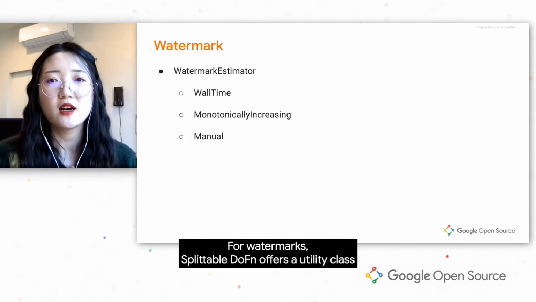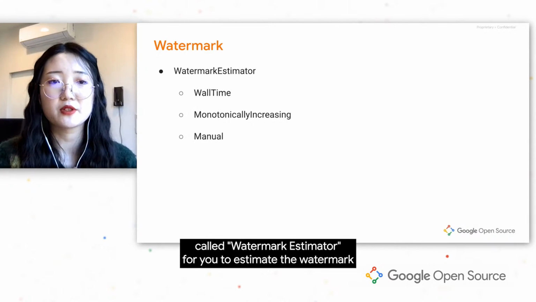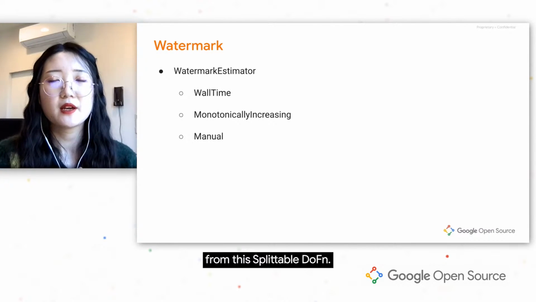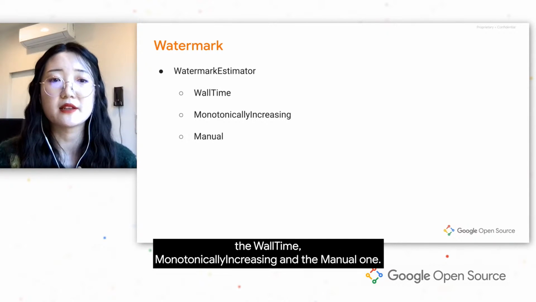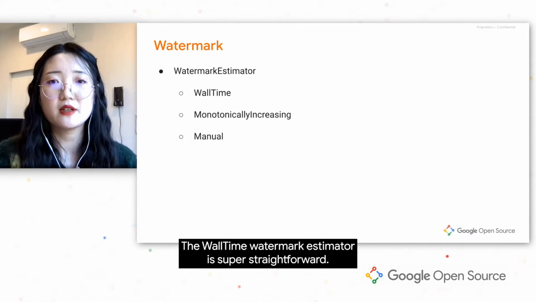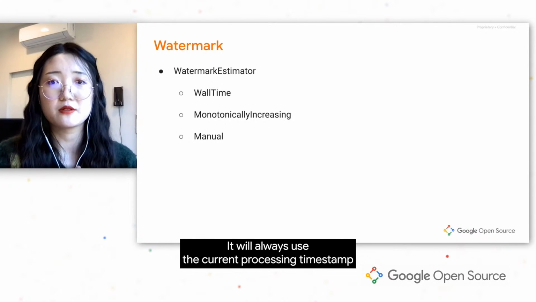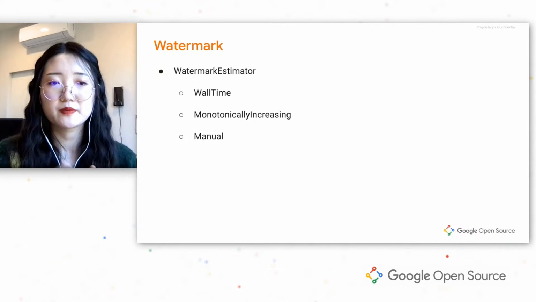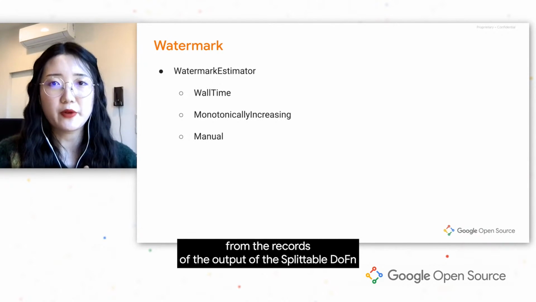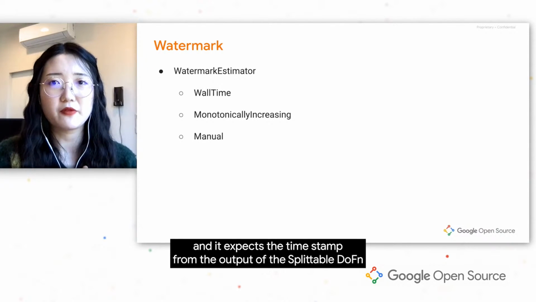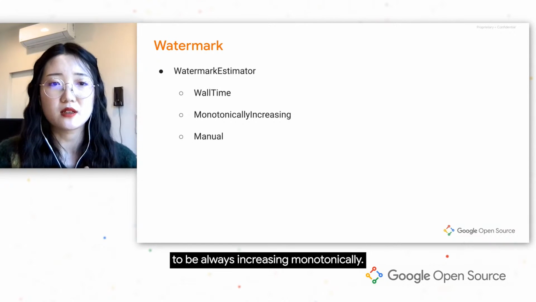So for watermark, Splittable DoFn offers a utility class called Watermark Estimator for you to estimate the watermark from the Splittable DoFn. There are 3 common types of watermark estimator: the wall-time, monotonically increasing, and the manual one. The wall-time watermark estimator is super straightforward. It will always use the current processing timestamp as the output watermark. And for monotonically increasing, it will use the output timestamp from the records output by the Splittable DoFn. And it expects the timestamp from the output of the Splittable DoFn to be always increasing monotonically.